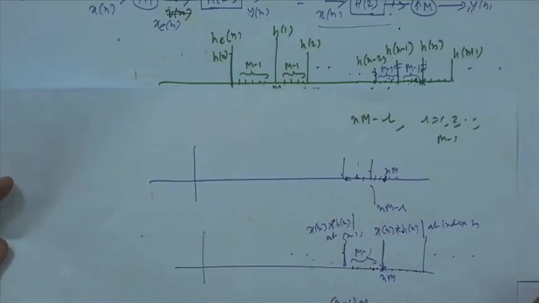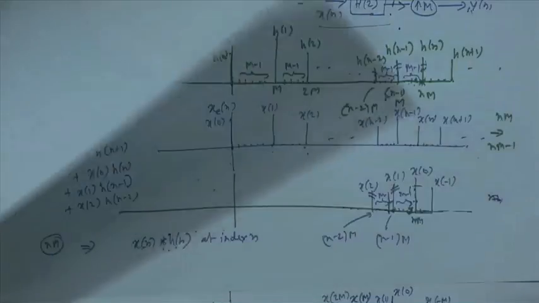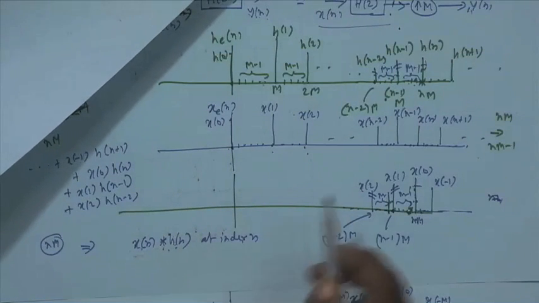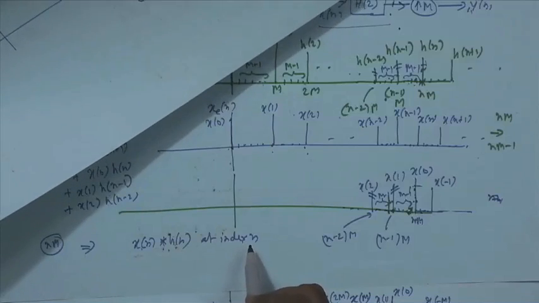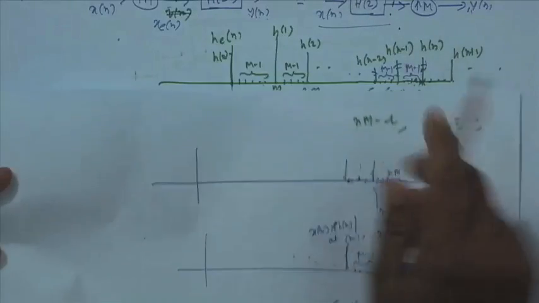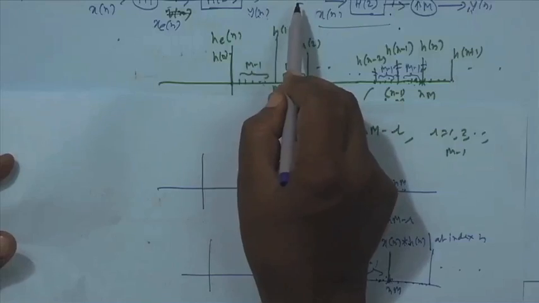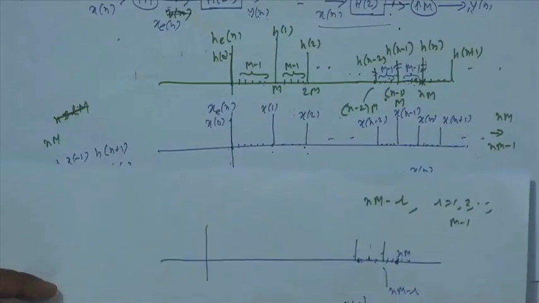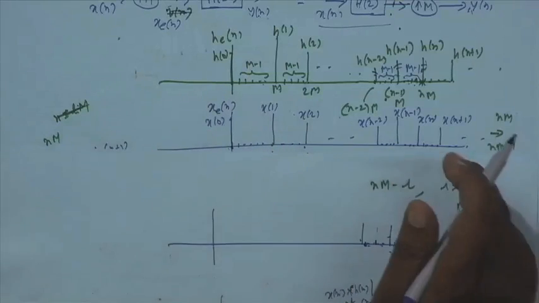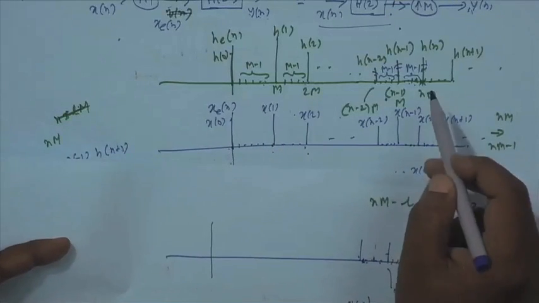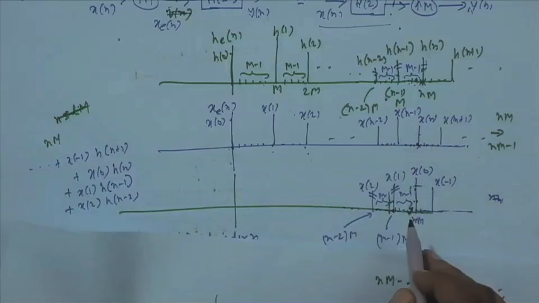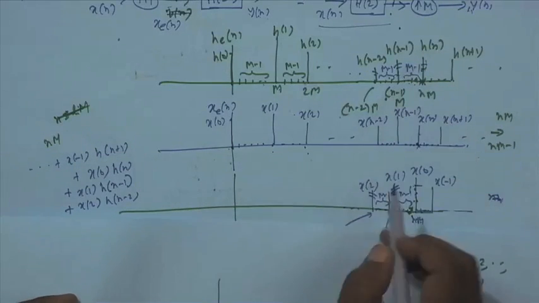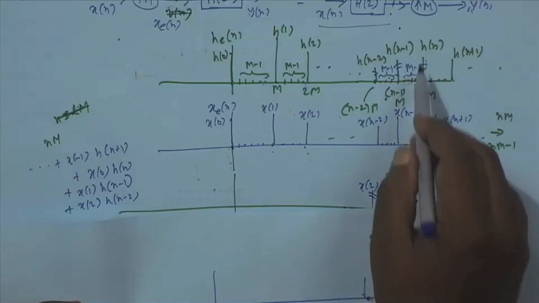Why this sequence? As I told you, if your shift is nm, then at index n, where n is a multiple of m, that is nm, what you get is this: you are flipping this and shifting by nm. So nm is here, and x[0] is multiplying h[n], since this is flipped and shifted. So x[0]h[n].